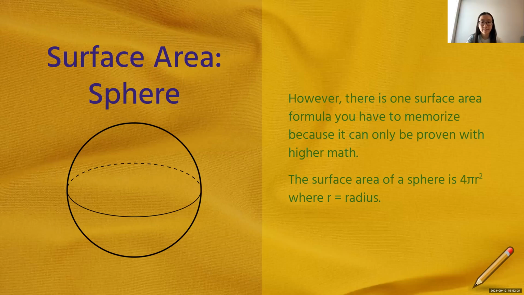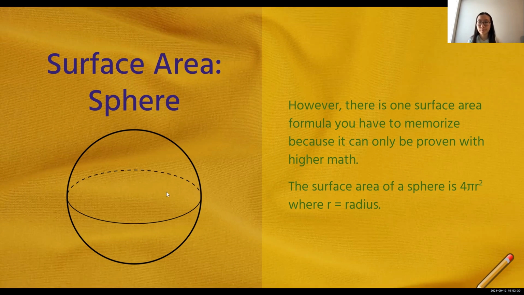All right, so like Ashani was saying, the sphere is just a surface area formula that you have to memorize. And so the formula is 4 pi r squared, where r again equals the radius. So go ahead and write that down. I'll give you around 30 seconds.